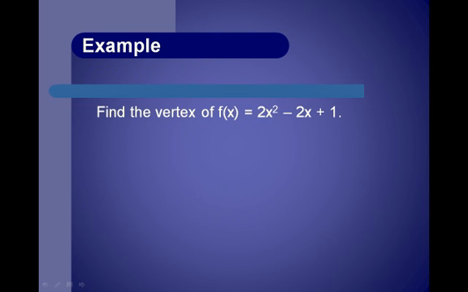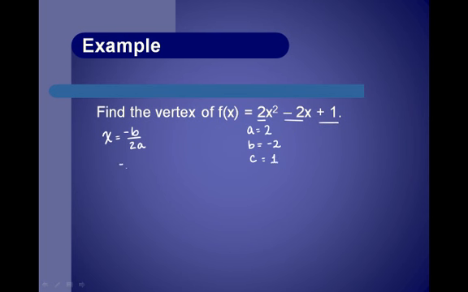Let's do an example of this. Find the vertex of the function f of x equals 2x squared minus 2x plus 1. Well, the x value is found by doing negative b over 2a. So when we look at our function, a is the number in front of the x squared term, b is the number in front of the x term, which in this case is negative 2, and c is the number that does not have a variable, so in this case c is 1.